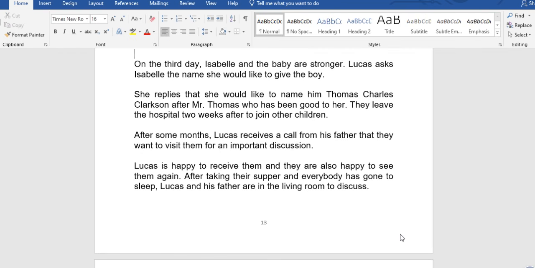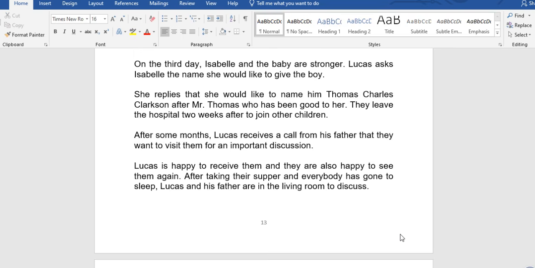On the 3rd day, Isabel and the baby are stronger. Lucas asks Isabel the name she would like to give the boy. She replies that she would like to name him Thomas Charles Clarkson, after Mr. Thomas, who has been good to her. They leave the hospital 2 weeks after to join the other children.